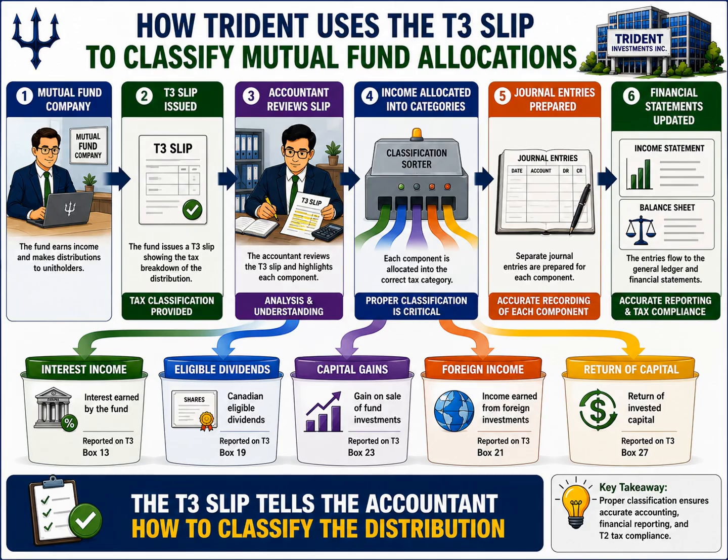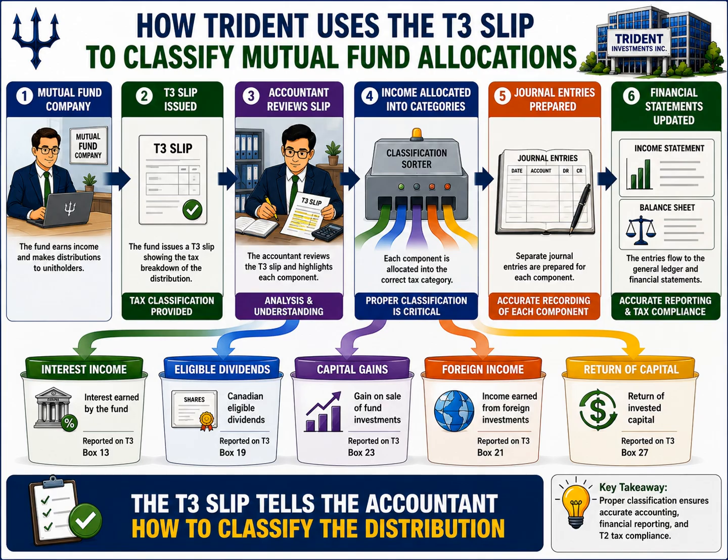In the previous slide, we learned that a mutual fund distribution is not a single type of income. A distribution may contain interest income, dividends, capital gains, foreign income, and even return of capital. The challenge for the accountant is determining exactly how much belongs to each category. This is where the T3 slip becomes one of the most important documents in investment accounting. Let's walk through the process used by Trident Investments.